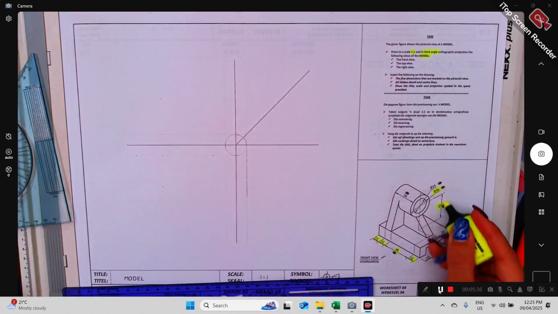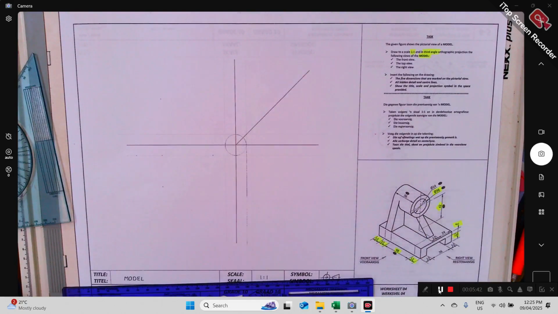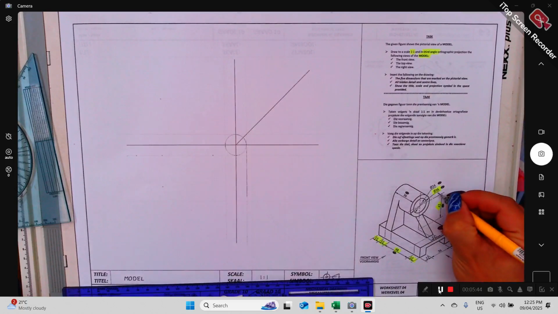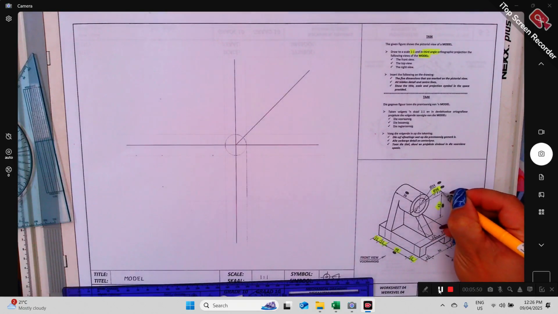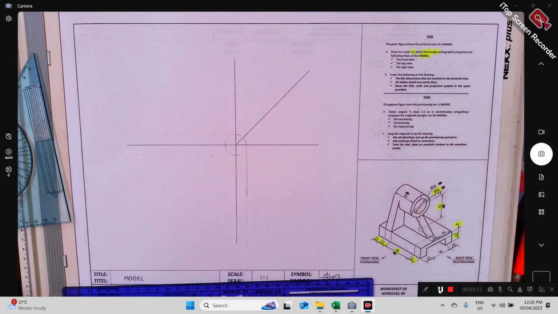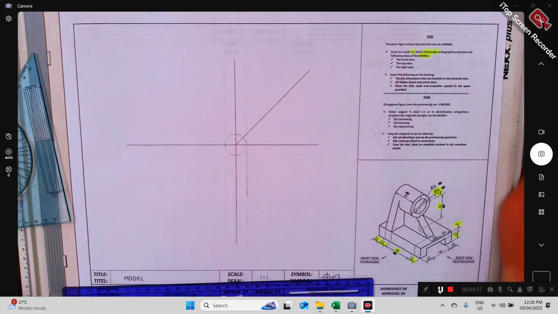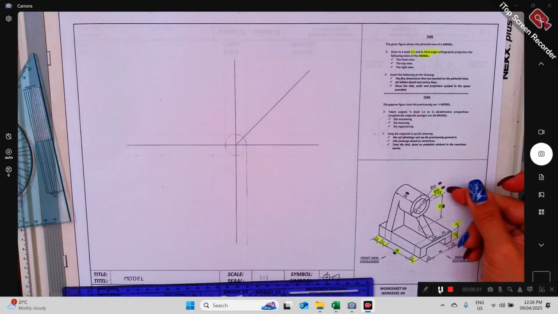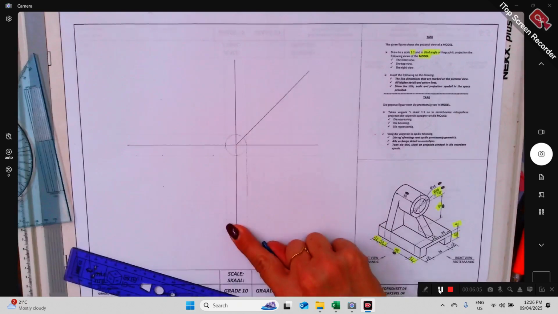But this 42 measures to my center line. Therefore, I have to change my diameter to a radius. 36 divided by 2 is going to give me 18. So my radius is going to be 18. And then that is going to give me the total height of my model for my front view. So it's 18, 42, 6, and 12, measuring from top to bottom.